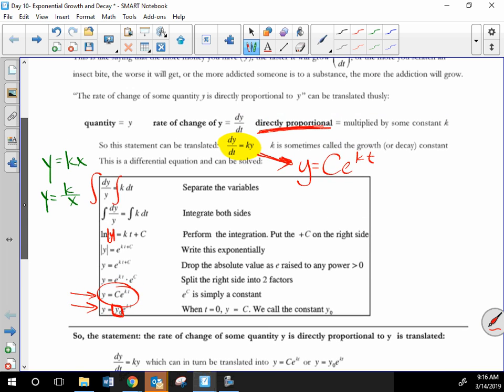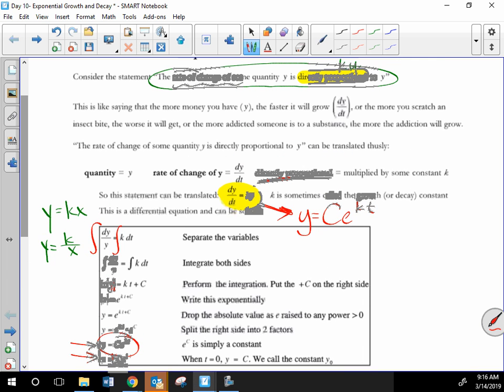Okay. So again, this is whenever we have directly proportional. The rate is directly proportional to itself. Probably the easiest example of this is that when you put money in a bank, the more money you have, the faster it gains interest. So the rate of change of that money is going to be bigger the more money you have.